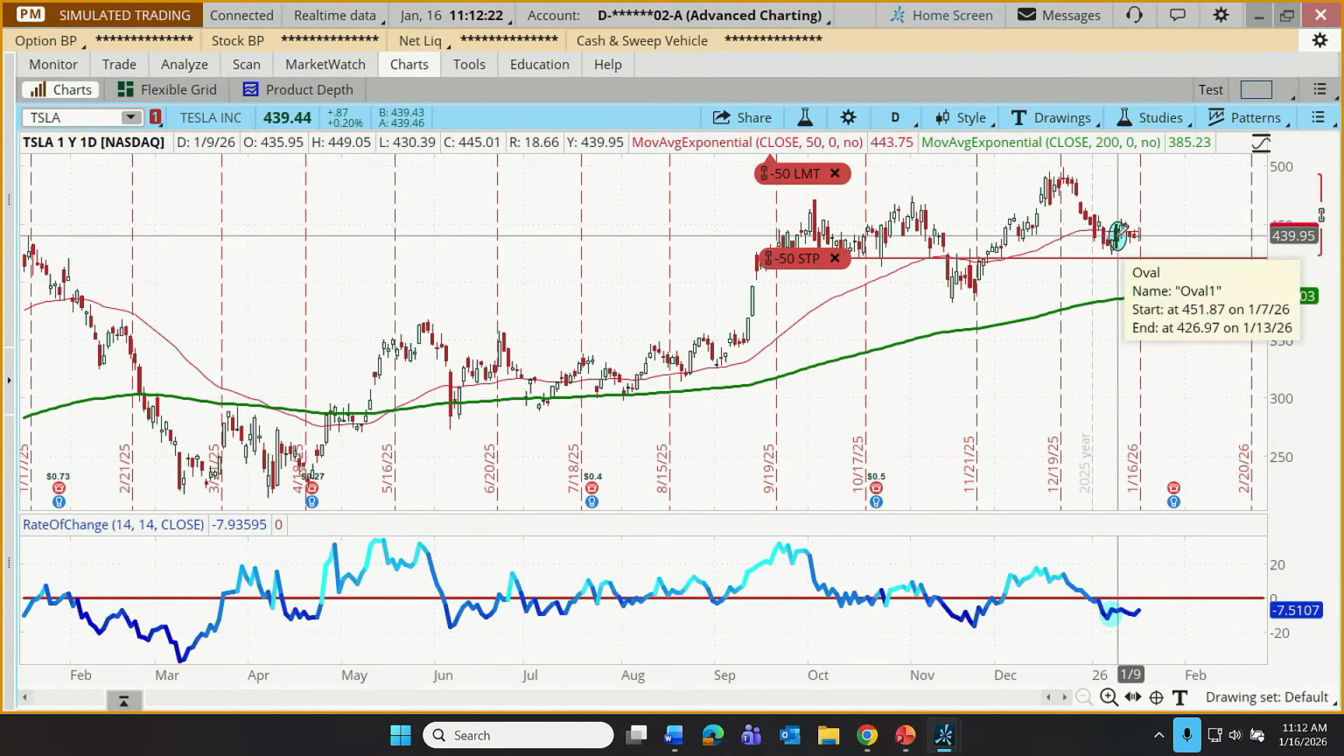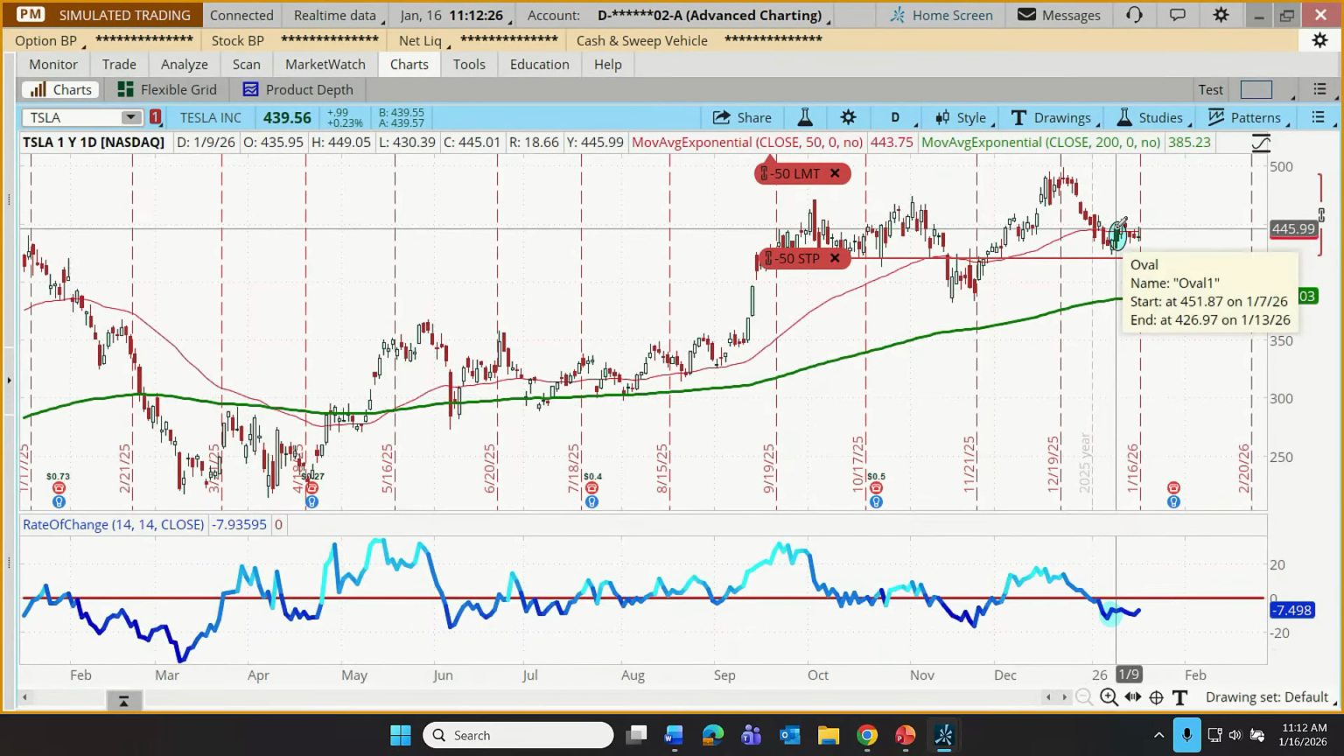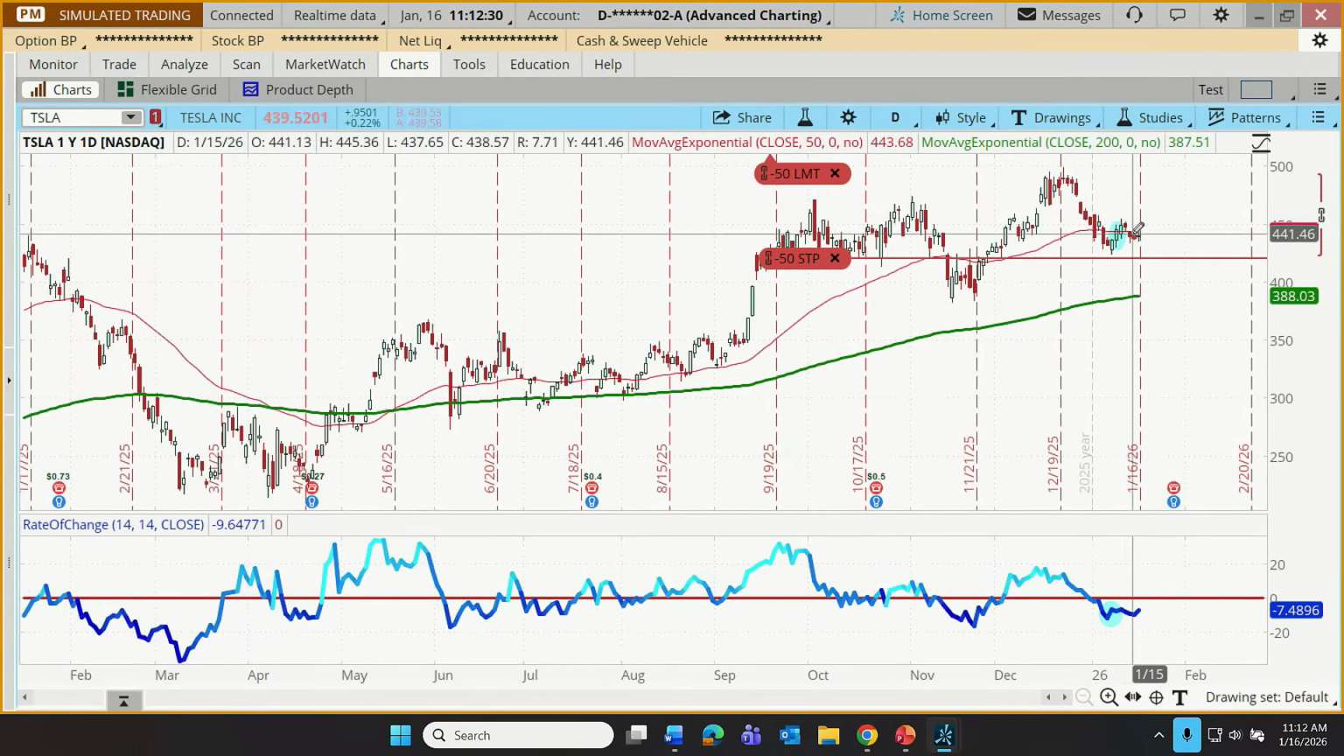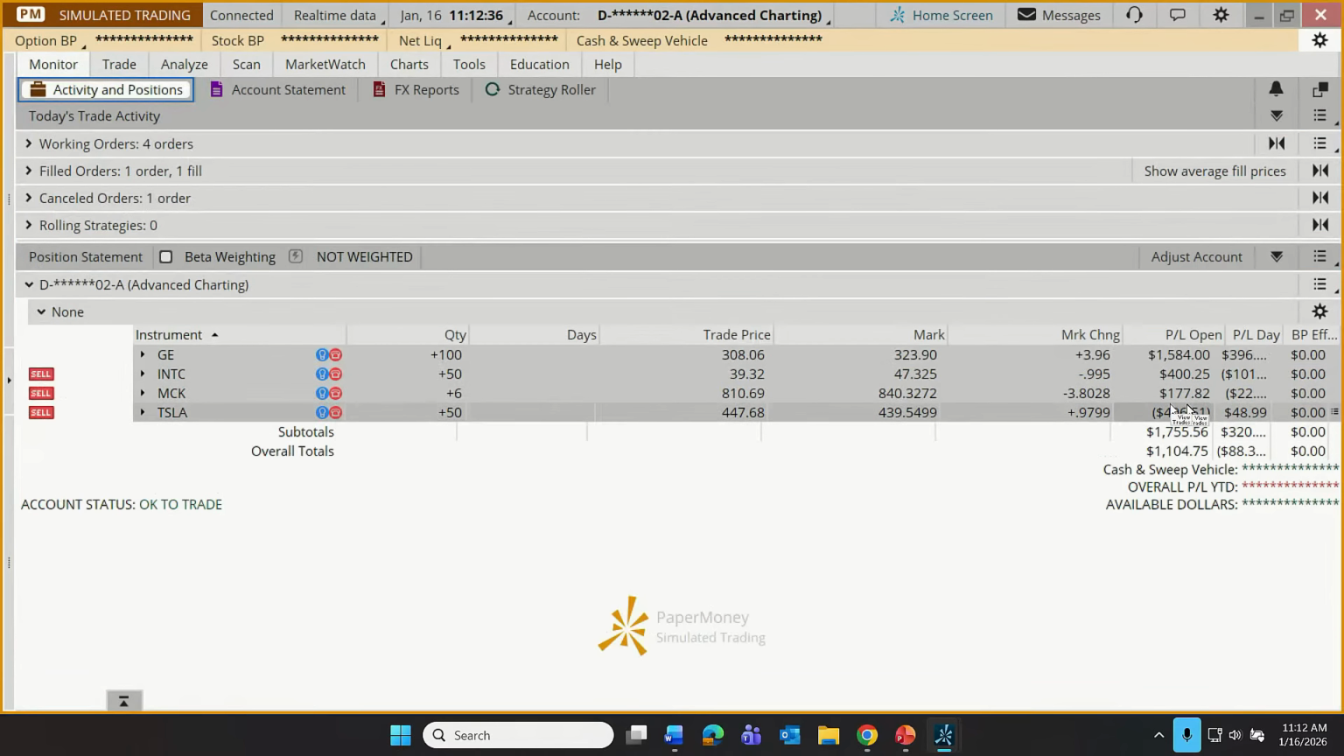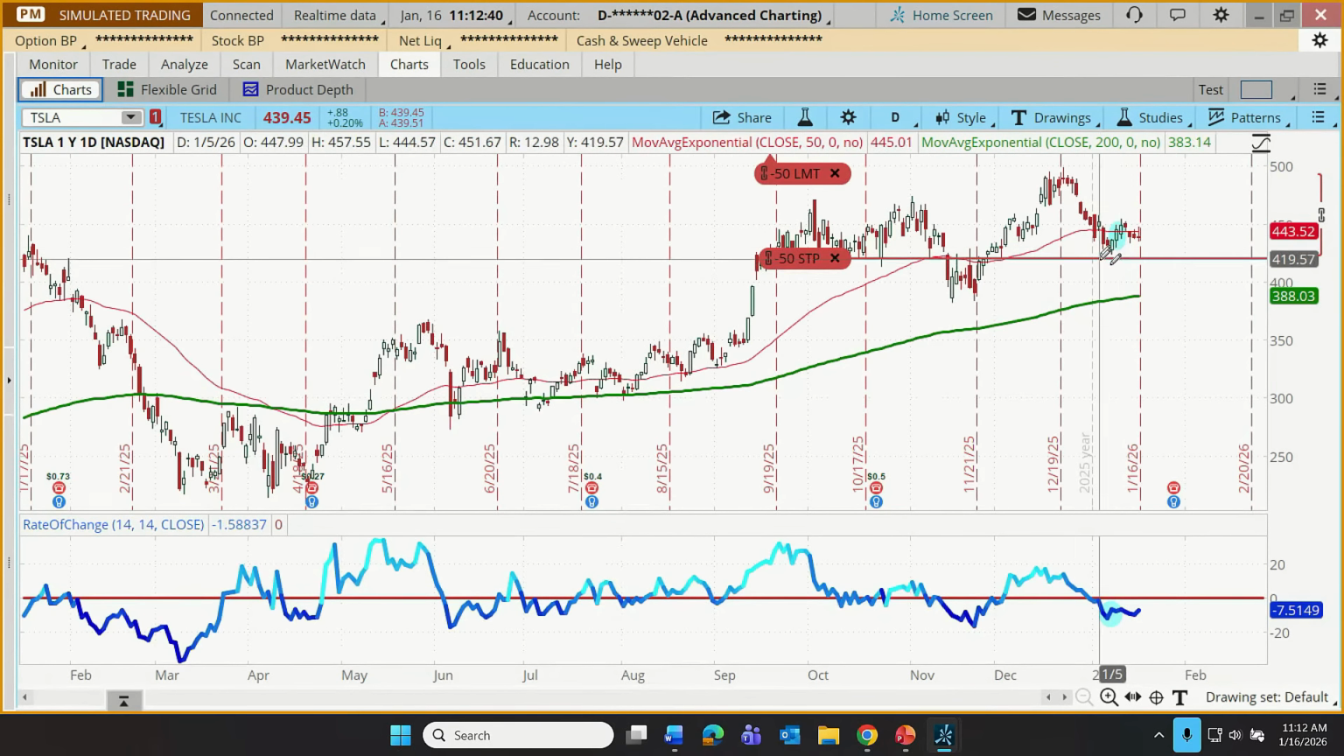So our entry was right here on the 9th. That was a week ago. And we entered, it was kind of towards session highs. So we've come back a little bit. This little bit here is what's being shown as our unrealized loss on Tesla. But we do have a stop in place.